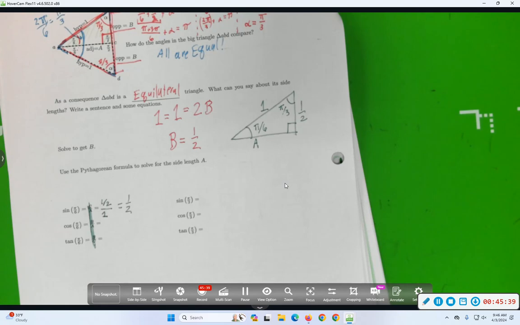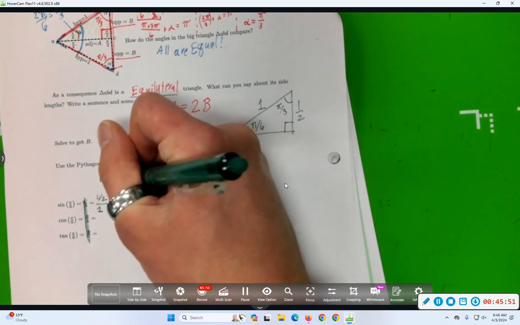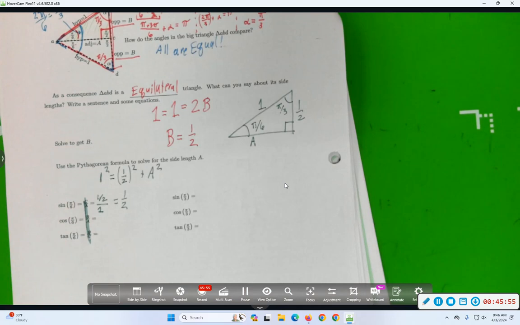If I want to know cosine or tangent, looks like I need the side length A, so let's find the side length A. And to do that, let's use the Pythagorean formula, which tells me that 1 squared is equal to 1/2 quantity squared plus A squared.